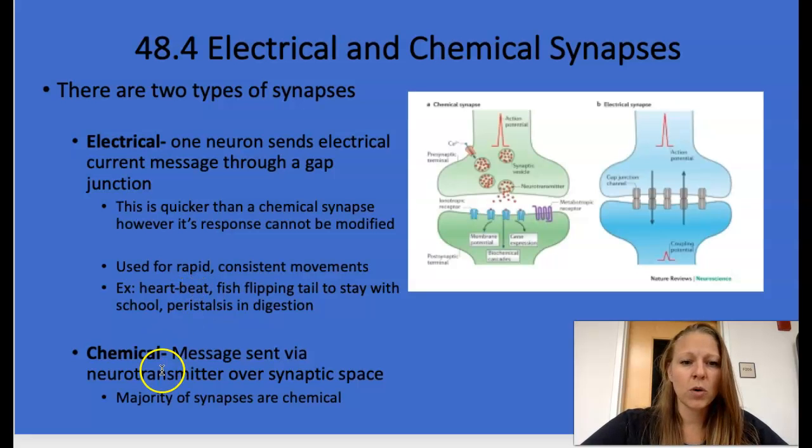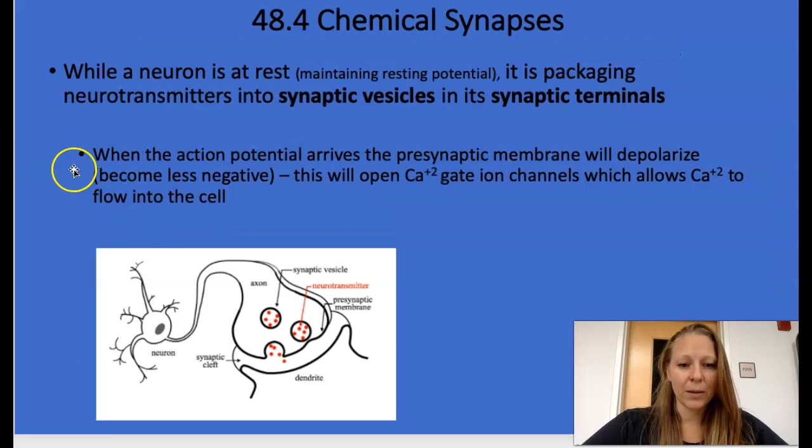We're going to now talk about chemical synapses. And that's the one that we have spent the most time talking about already.